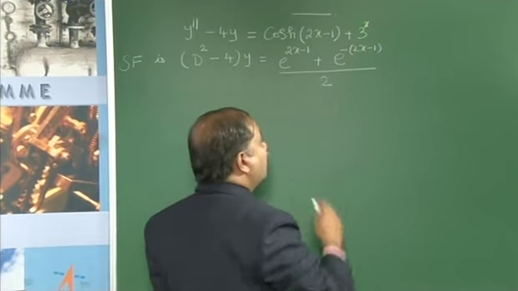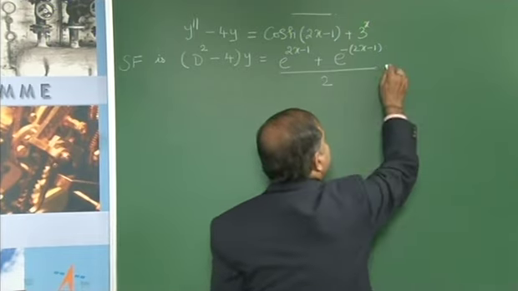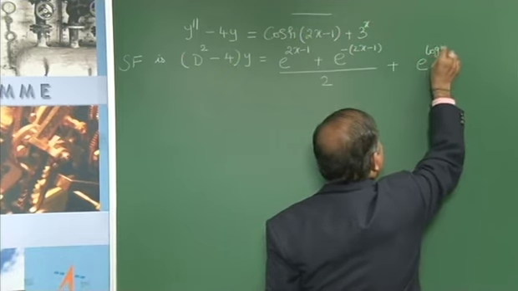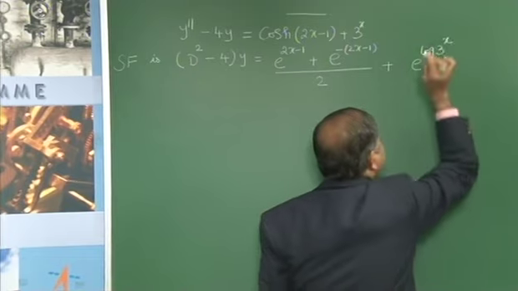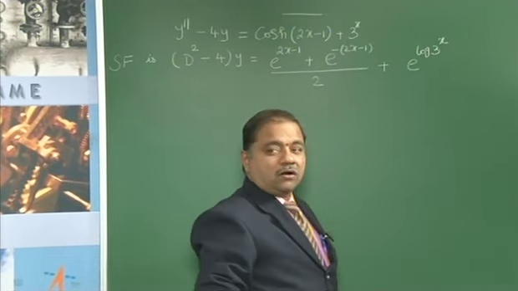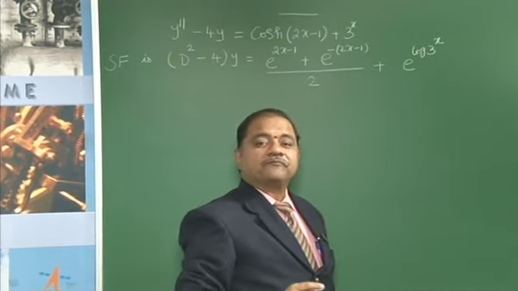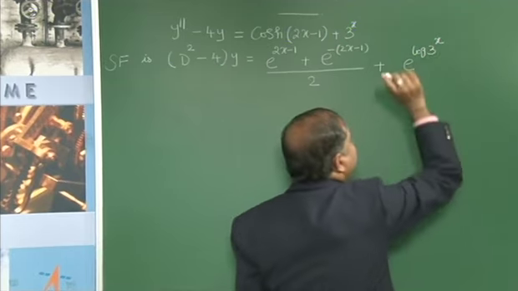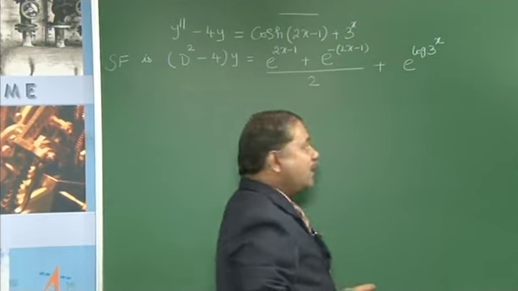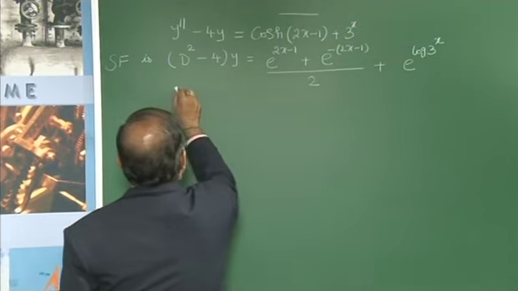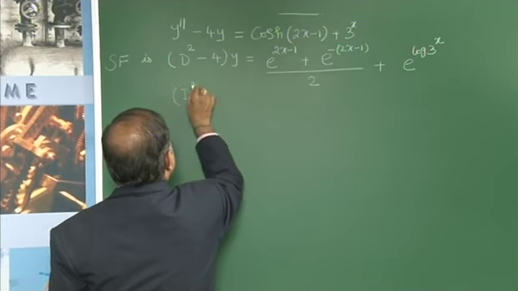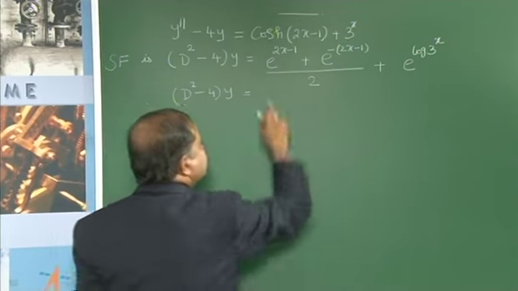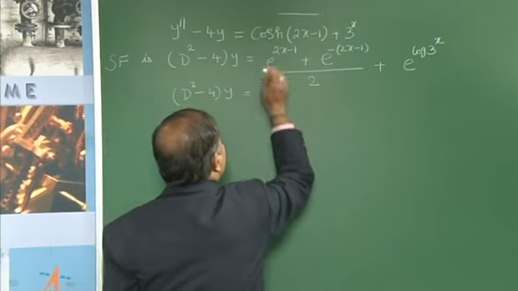Now this is very important. 3 power x, we should write as e power log 3 power x. E power log, or log base e, is 1. That is why I can write e power log 3 power x. Again we are simplifying, which implies D square minus 4 into y is equal to, separating it, e power minus 1.